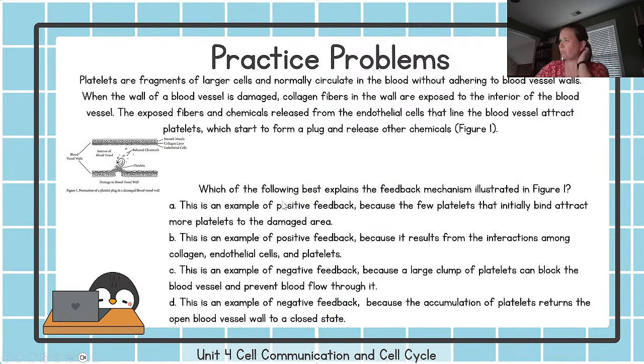Okay. So which of the following best explains the feedback mechanism illustrated in figure 1? Okay. So they want to know what kind of feedback do I have going on? So this is an example of positive feedback. Positive feedback. Because a few platelets that initially bind attract more platelets to the damaged area. So positive feedback is going to amplify. So if I have a couple platelets that were in the area, and those couple platelets release these chemicals that then cause more platelets to come to the area, that would be positive feedback. Yeah, I like A. A sounds good.